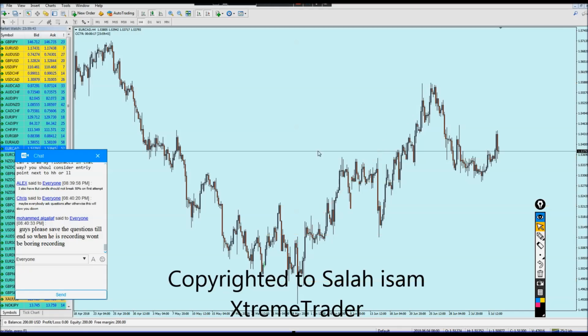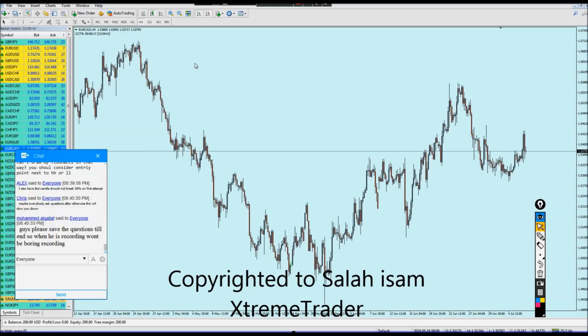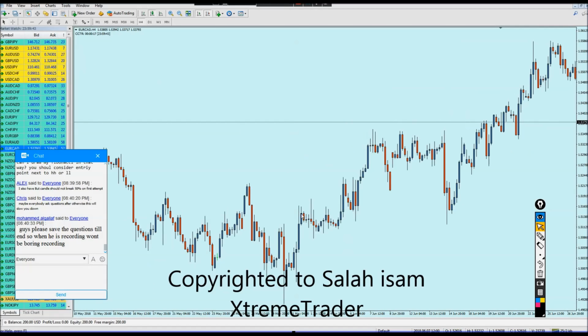Now again, what we were talking about is the Fibonacci level 61.8. Fibonacci 61.8 is one of the most trusted levels of all Fibonacci retracement. It's the golden level for the reversal. Let's check it together.